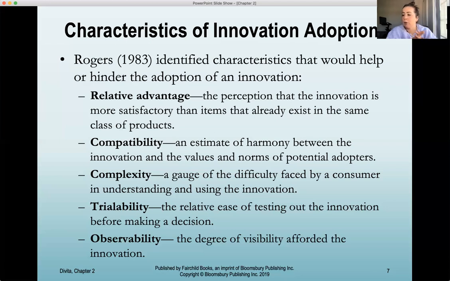And then observability. This is the degree of visibility afforded by the innovation. Are we seeing it everywhere? When we talk about that Miu Miu low slung mini skirt, during Fashion Week we saw it on models, on the runway, on influencers, on celebrities, on Diet Prada, all over Instagram. If we're constantly observing the innovation, we're most likely going to be more inclined to adopt it. Yes?